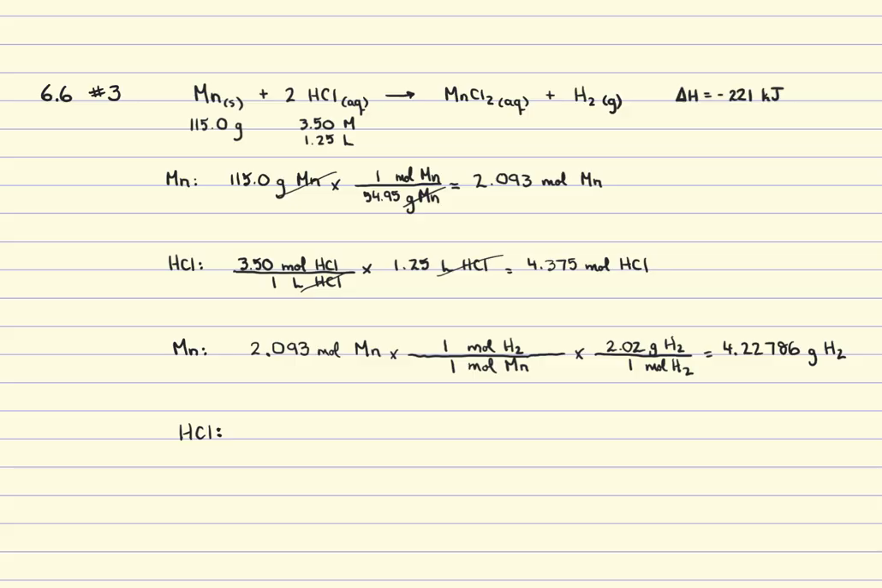Okay, so now we do a similar calculation starting with the moles of hydrochloric acid. So 4.375 moles of hydrochloric acid. And once again, we're going to cancel out moles of HCl, and we're going to figure out how many moles of hydrogen gas are being formed.